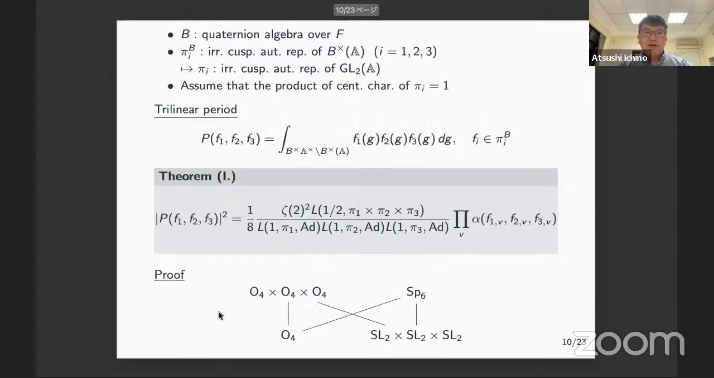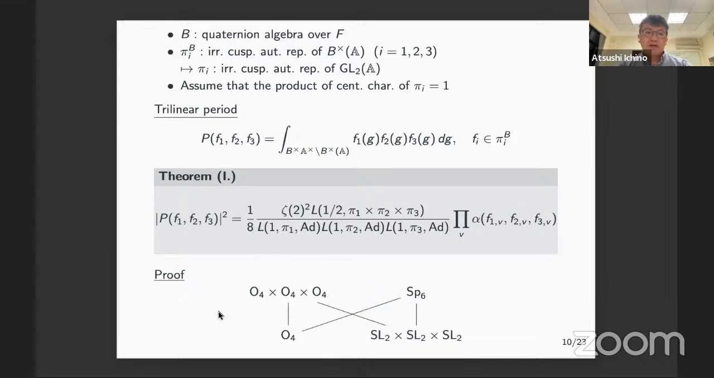Let me explain one more example. So again, B is a quaternion algebra over F, but now we take three cuspidal representations of B cross, pi 1B, pi 2B, pi 3B, and send them to GL2 by Jacquet-Langlands transfer to get pi 1, pi 2, pi 3. We also assume some central character conditions. Then we can consider the trilinear period, P of f1, f2, f3, which is just an integral of the product of f1, f2, f3 over the diagonal.